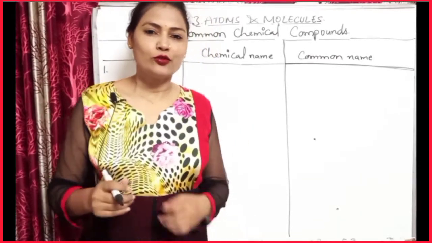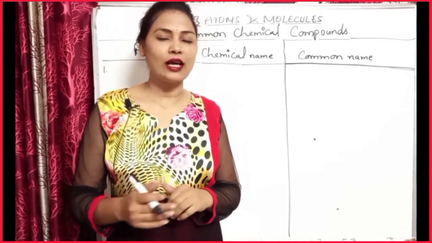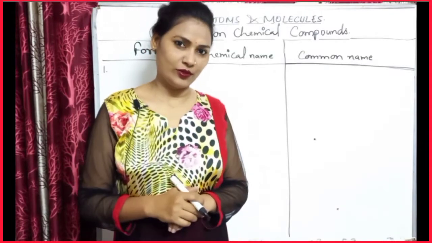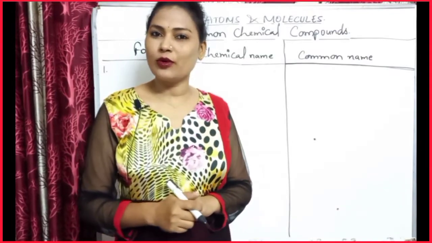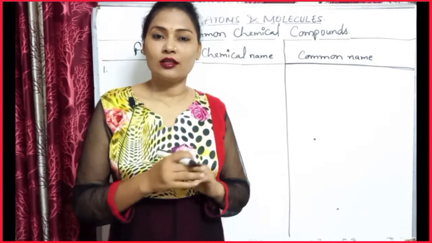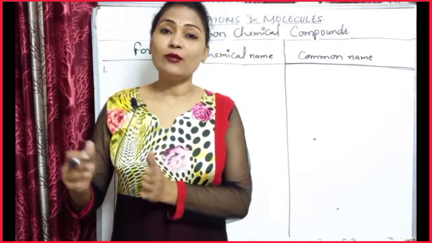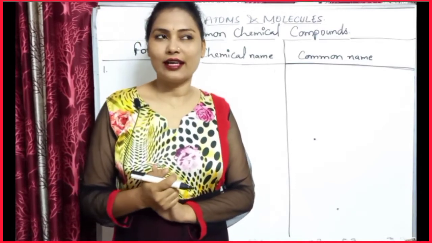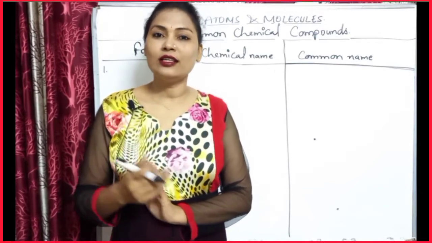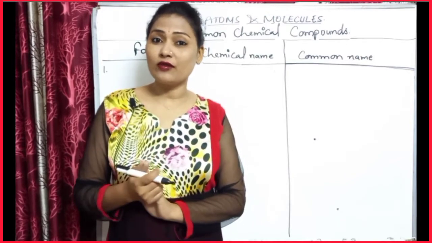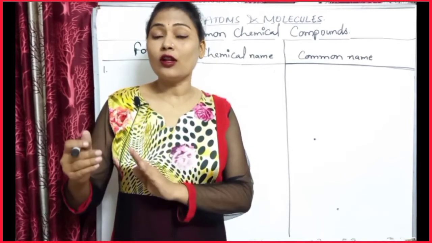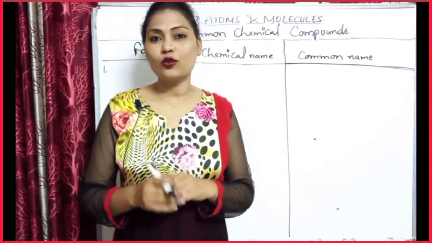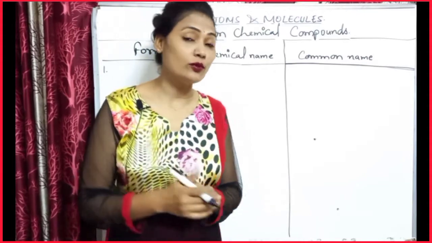Hello everyone. Today I want to discuss some chemical compounds along with their chemical name and common name. In exercise question number 5, there is a question that asks you to write the name of the elements of the following compounds, and the compounds are like baking soda, then quicklime. You will not be able to solve that type of question if you don't know the common names of such compounds, so you should be aware of them.